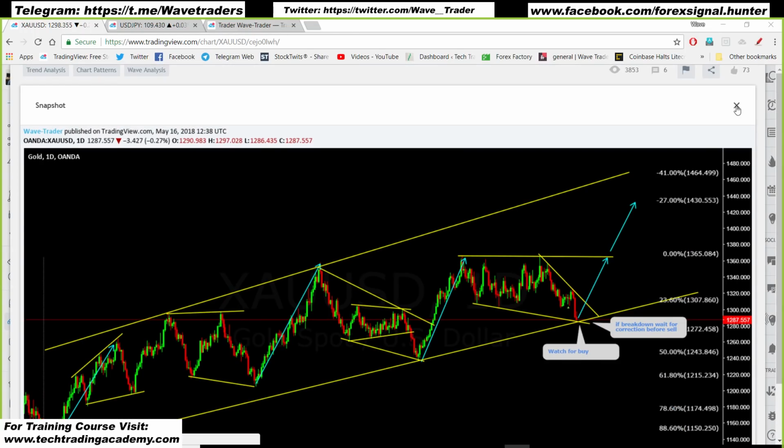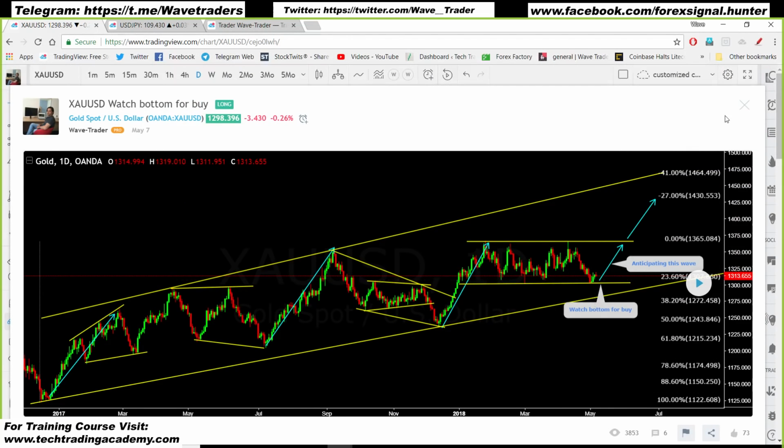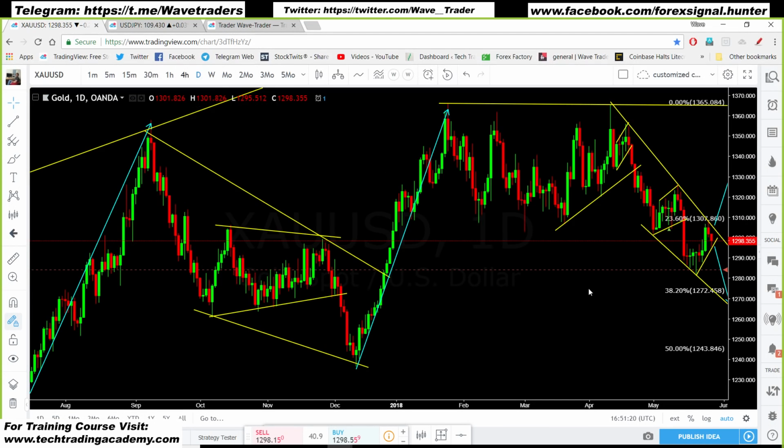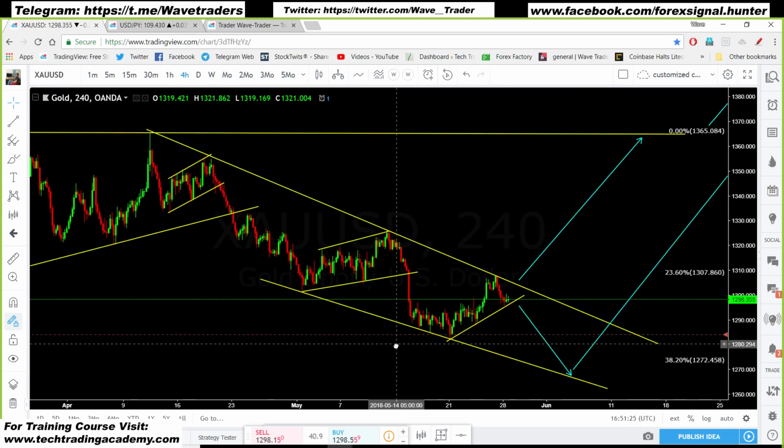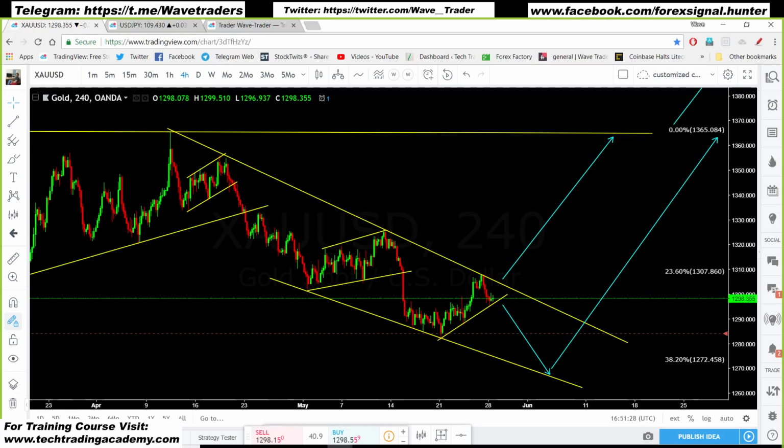It can drop for one more move, it can break down for one more move down, like that move. So this correction needs to be slightly bigger on the 1 hour time frame, and then sell the stronger breakdown for short term. Look for buy from the bottom again. If you don't see that trade and price is going to take off, watch for correction before you jump into the market. Watch for correction and then buy.